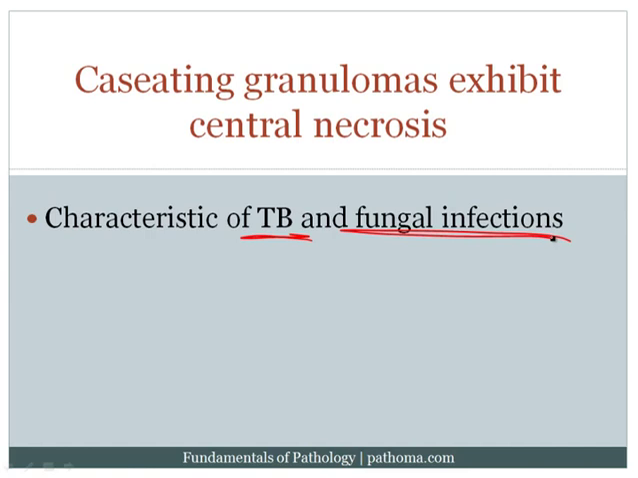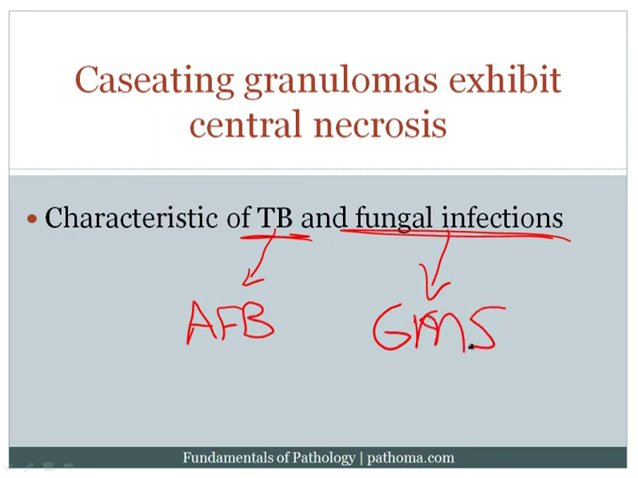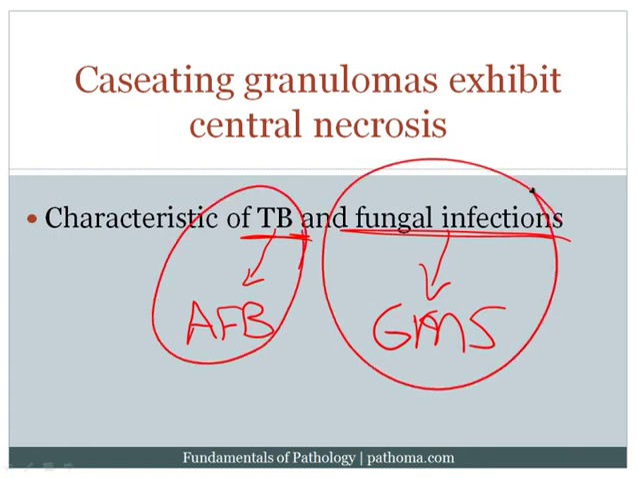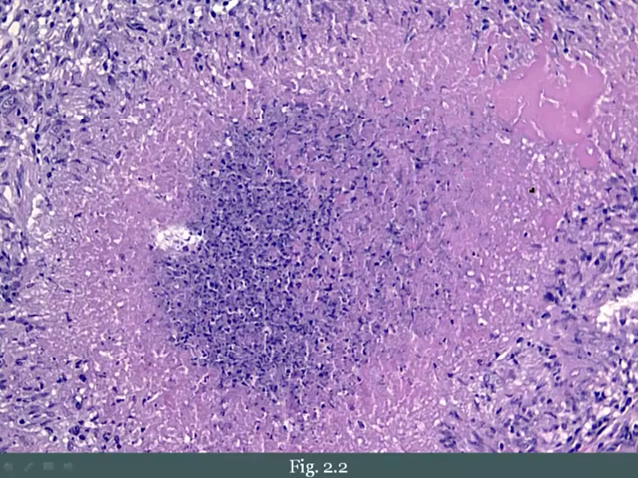And so one thing that we can do as pathologists, and you do have to be familiar with this, is we can do something called an AFB stain. And the AFB stain allows us to look for TB. And we can also do something called a silver stain, also known as a GMS stain. And the GMS stain allows us to look for fungus. And so whenever we have a caseating granuloma, we want to make sure that the AFB stain is negative and the GMS stain is done as well to ensure that there is no TB and that there is no fungus.